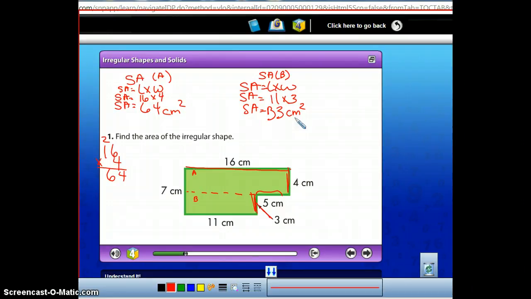And now I need to add for the whole thing. Surface area equals 64 plus 33. Surface area equals 97 centimeters squared. Can we erase it now?